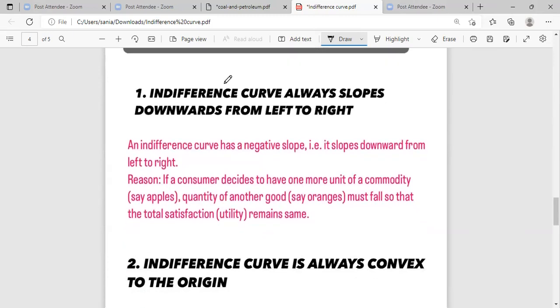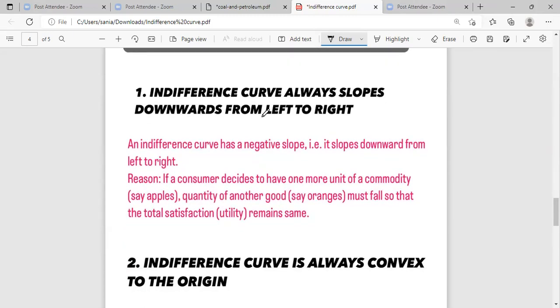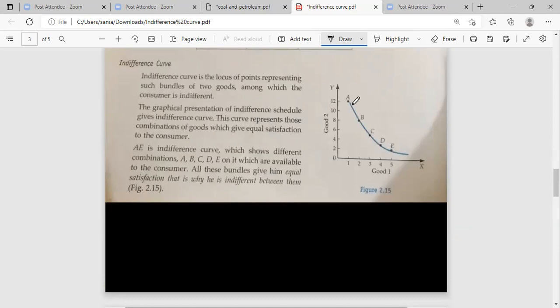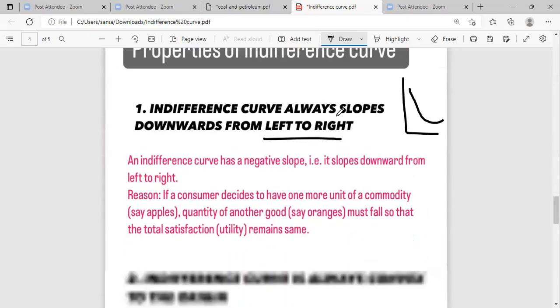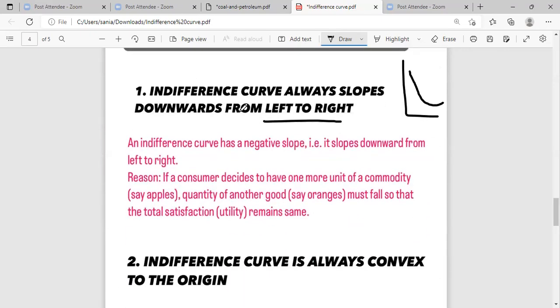So first thing is that indifference curve always slopes downward from left to right. So your indifference curve is always a downward sloping curve from left to right. It is like this. You can see, it is downward sloping. It is coming downward from left to right. Clear? So indifference curve always slopes downwards from left to right.